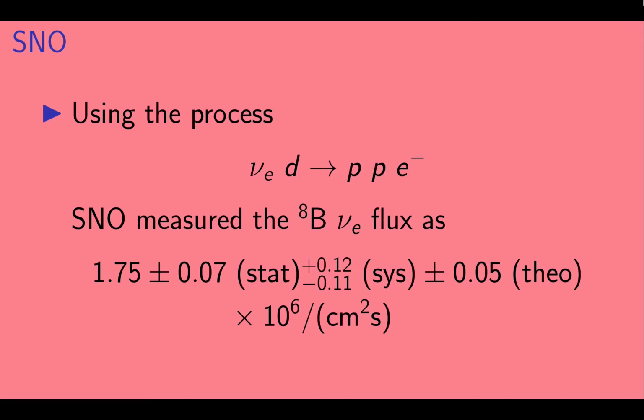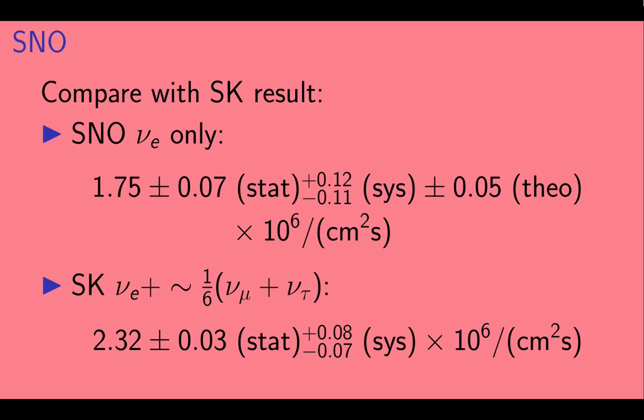So, using this process, they measured the boron-8 flux. They got 1.75 times 10 to the 6 neutrinos per centimeter squared per second, with the error bar shown. Let's compare that with the Super-K result. So SNO's result measures the flux of electron neutrinos, while Super-K's measures the flux of electron neutrinos plus approximately 1/6 of the muon and tau neutrinos. We can compare these numbers and see that there is a statistically significant difference between the two.